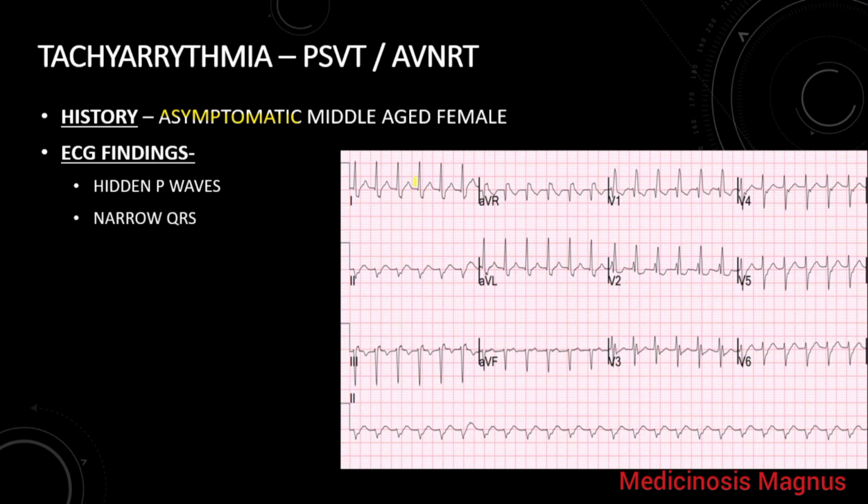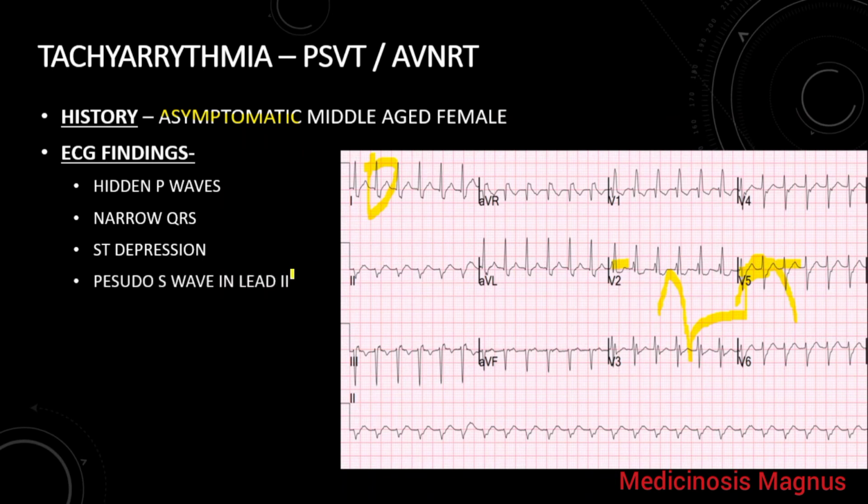The QRS is again narrow, and there is ST depression. If you see here, there is some ST depression. This elevated one is the T wave, but the one going like this is the ST depression. It is like this, and there is an elevated T wave.